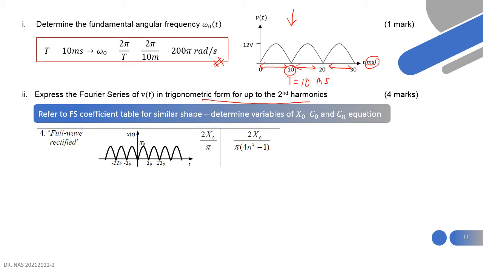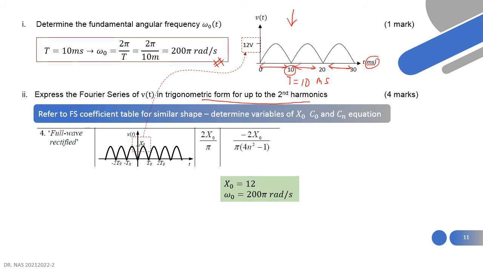Again, as earlier example, it is full wave rectified signal. So you can get the x0 and t0 value straight away by comparing the given signal and the signal in the table. So in this case, your x0 equal to 12 volt, and then your t0 is equal to 10 millisecond.